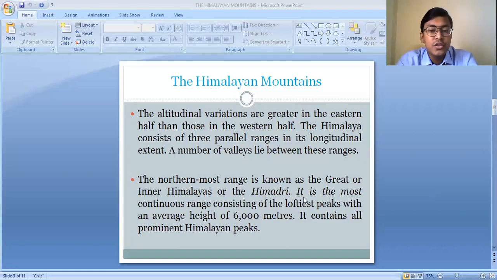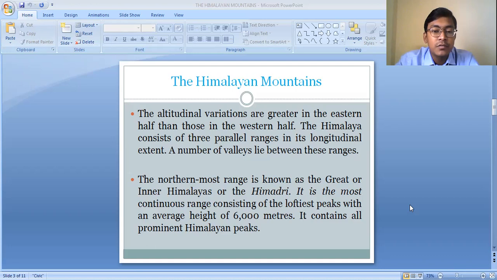The northernmost range is known as the Great or the Inner Himalayas or the Himadri. As I said, the Himalayas is divided into three sections from north to south. The extreme northernmost division of the Himalayas is known as the Great Himalaya or the Inner Himalaya or the Himadri. It is the continuous range consisting of the loftiest peaks with an average height of 6,000 meters.